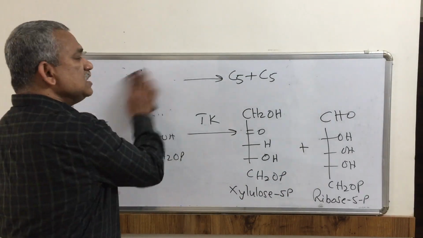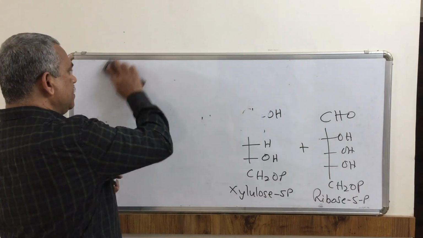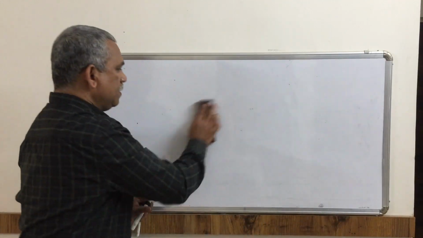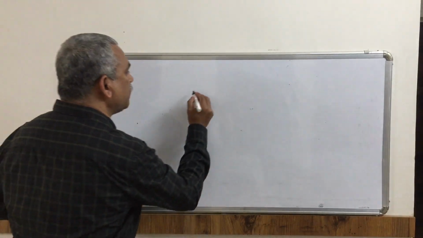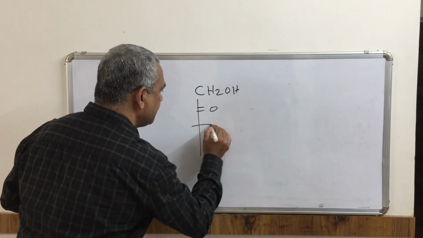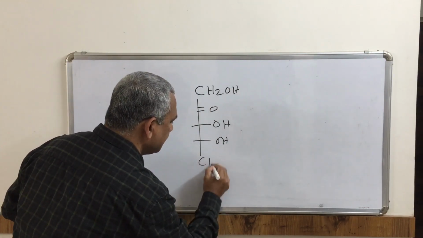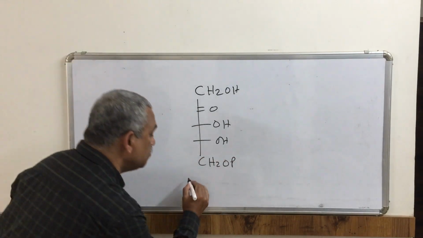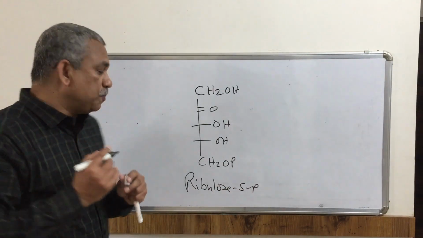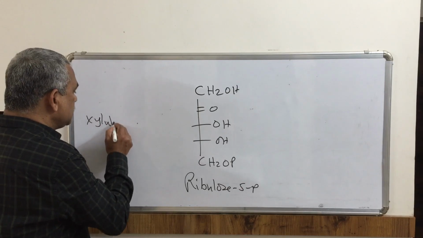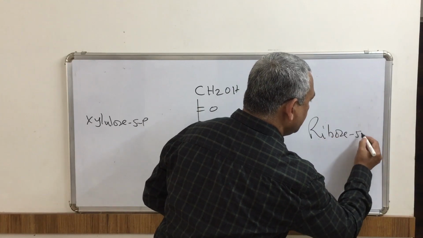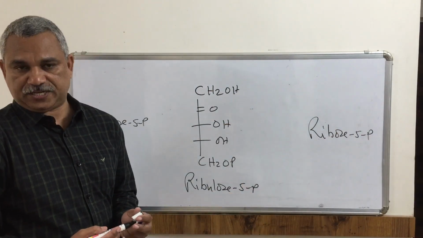How do we do that? That is going to be the last step. So in this, the structure of ribulose 5-phosphate is this. This is the structure of ribulose 5-phosphate. We are left with the 2 products. The 2 products are xylulose 5-phosphate and ribose 5-phosphate. These are the 2 products that we have at the end of it.